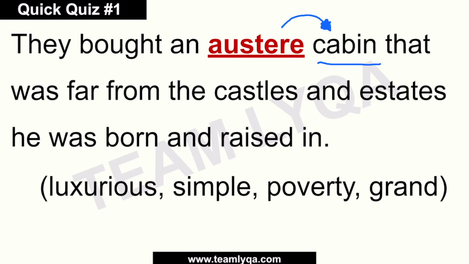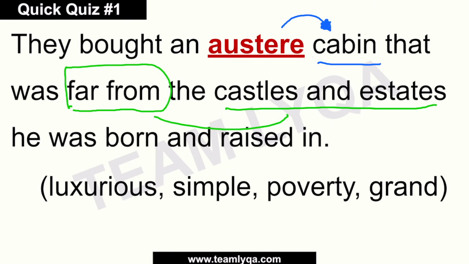Okay? So, it seems like an antonym. Far from, or away from, or different from the castles and estates he was born and raised in. So, this means the cabin is an antonym. Okay? These castles and estates are antonyms of the cabin. So, it is the opposite. So, the answer has to be the opposite of the look of the castles and estates. An austere cabin then would not be luxurious, because luxurious, right, is for the rich, luxury. Okay? It is also not grand, because that is what grand means, fancy, right?